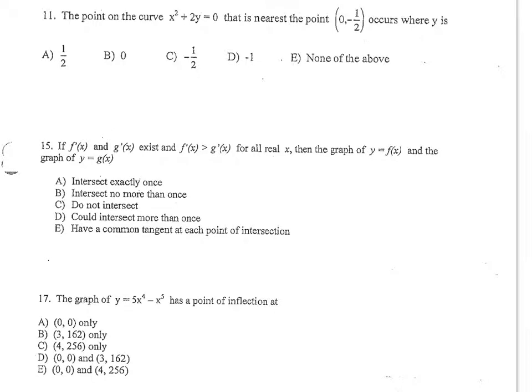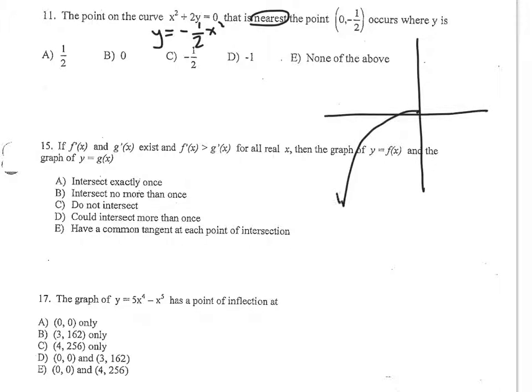11 is a good problem. 11 says the point on the curve that is nearest. So when we see nearest, all of a sudden that means our relative max and min are optimization problems there. If you think about this curve that we're looking at, it is y equals negative 1/2 x squared. Okay, and so that is a parabola going down. Sorry, a little sloppy here. Supposed to be hitting the origin. And there's a point 0, negative 1/2.